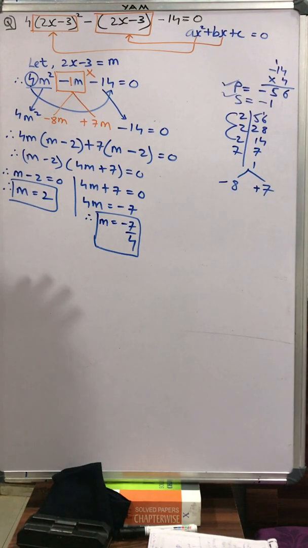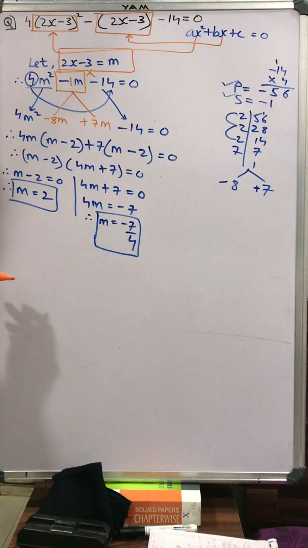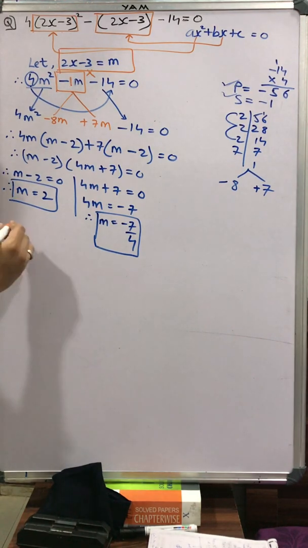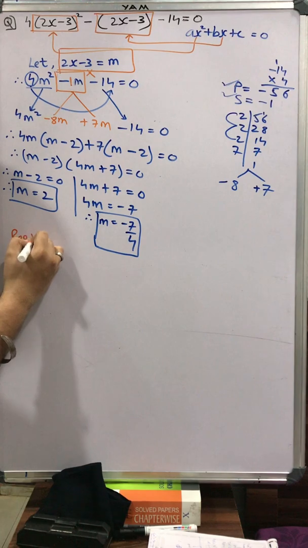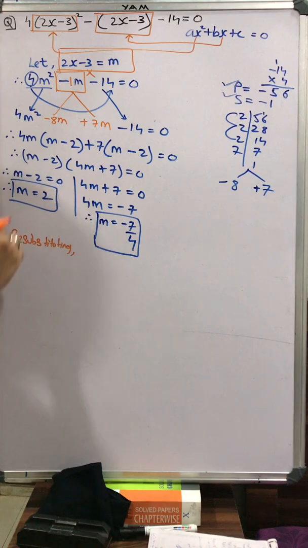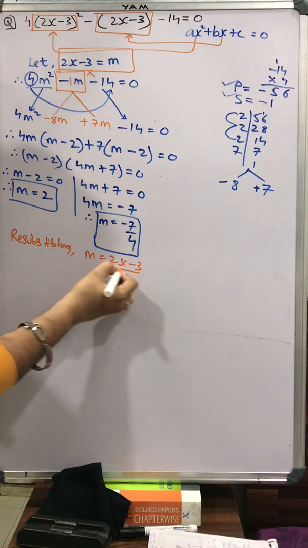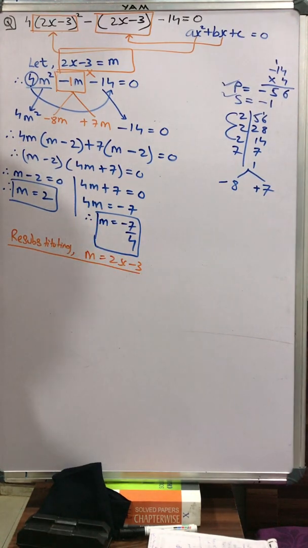So students, tell me, is this my final answer? No, m was a variable introduced by me to ease my calculations. My actual variable is this x, because we have substituted something. We have taken that let 2x minus 3 be m. So now let's resubstitute. Resubstituting, in place of m, 2x minus 3, m is equal to 2x minus 3. Okay, wherever there is m, we have to put 2x minus 3.